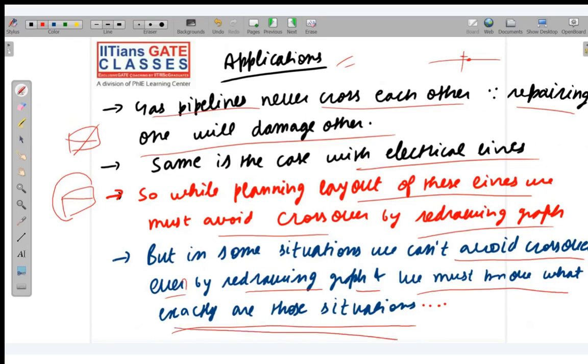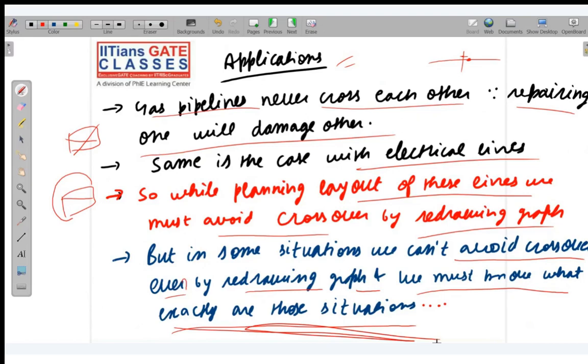Okay, so it's just like that. I give you a graph and you keep on trying that. Okay, can I avoid crossover or not? But if you know that it is a non-planar graph, you will simply say, sir, I cannot avoid crossover here. So you will try a different design of gas pipeline and so on. So this is the application. Are you getting it? Okay, so we should know exactly what are those situations.